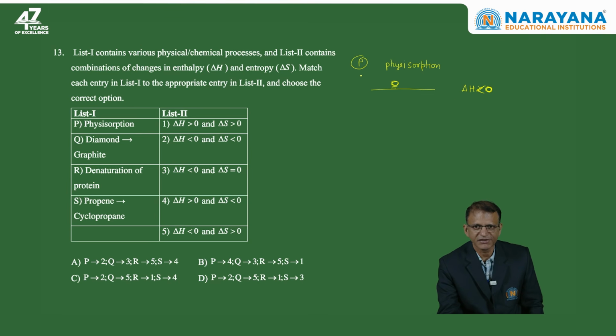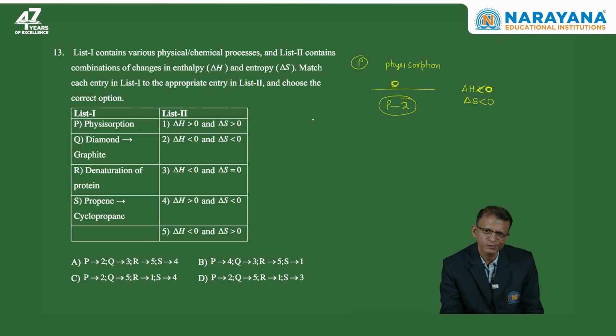So it's an exothermic process. When the molecules are free, they can move, but when they attach to the solid surface, they are bound, they cannot move easily, right? So the entropy of the system is going to decrease, so delta S will be negative. Delta H is negative and delta S is negative, both are negative. So if we try to match here, P option, delta H negative and delta S negative, that is matching with the 2 option, right? So we can say that P should be matched with 2.